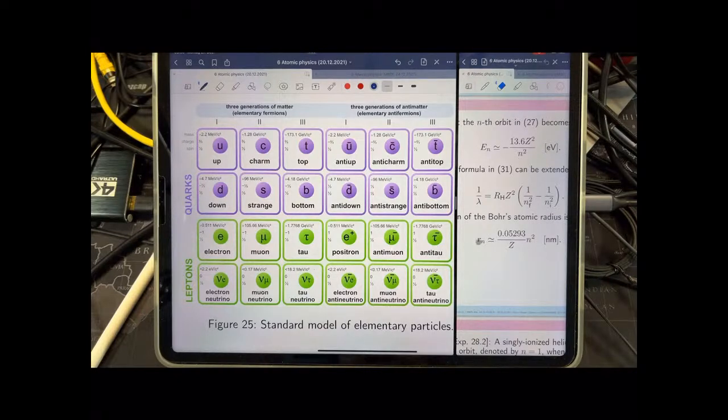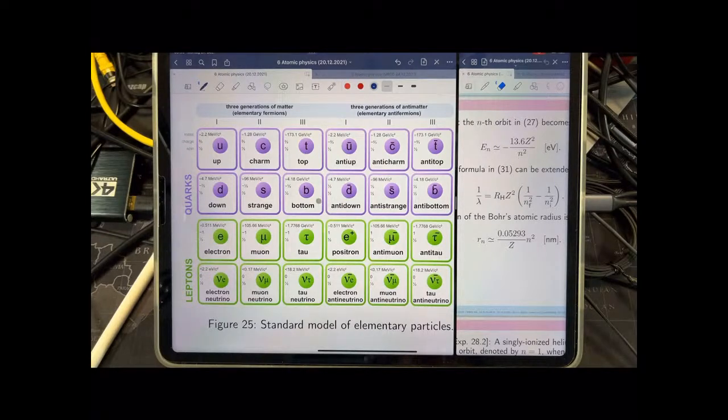For the muon neutrino, we also have the muon antineutrino. For the tau neutrino, we have the tau antineutrino, and it's 19.2 mega electron volt per c square. That's called tau neutrino. That's all about fermions.